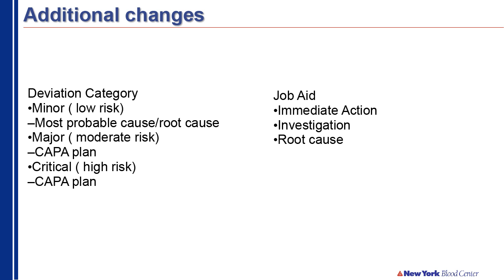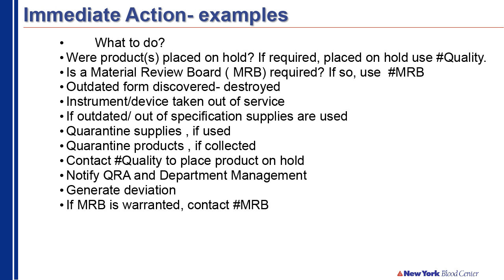What do you do during the immediate action phase? Here are a few points to consider during the process. Do products need to be placed on hold? If so, email number quality. Do products or supplies need a review by MRB to release? If so, email number MRB. Does equipment need to be removed from service and tagged? Does the deviation impact test results? These are a few questions you can ask during the immediate action phase.